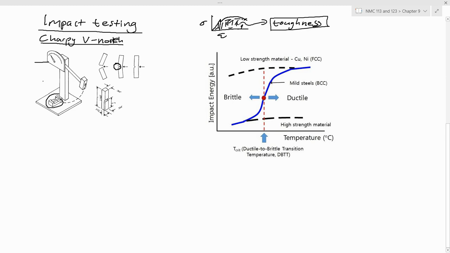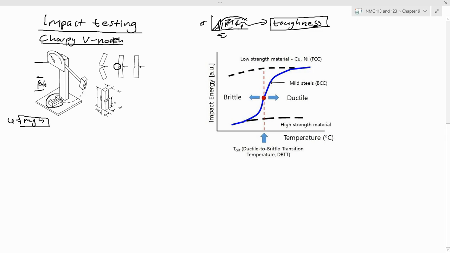After impact, obviously, the pendulum would not go to the same height, so it would be at a specific height, right? When you know that the potential energy is mgh, they use the difference in the height to determine how much energy the material was able to absorb. That way they would know the toughness of the material.